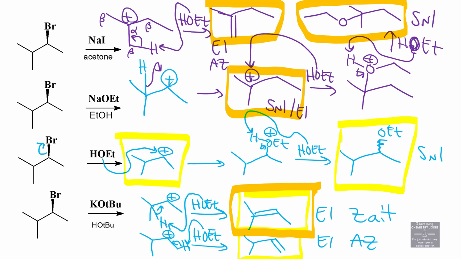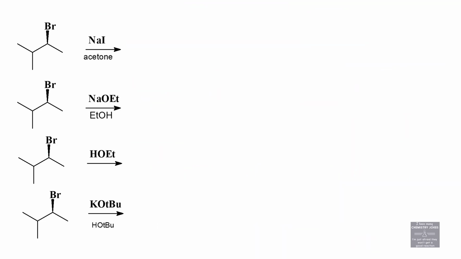All right. Back to where we were. Example number 4. Example number 4 said E2 is what we should do according to our flow chart. E2 is what we should do, but wait. There's something that I remember being a little bit different, a little bit unique about KOtBu. Do you remember? There are 2 different beta hydrogens. Beta on the left is Zaitsev beta. Beta on the right is anti-Zaitsev beta.